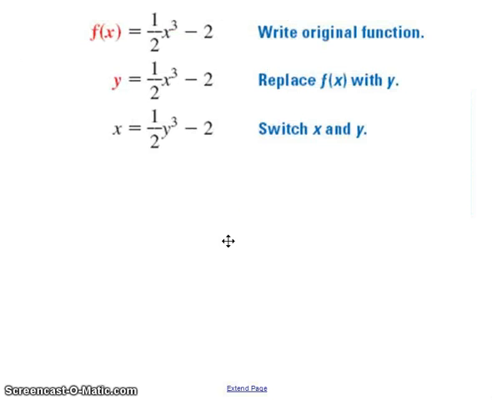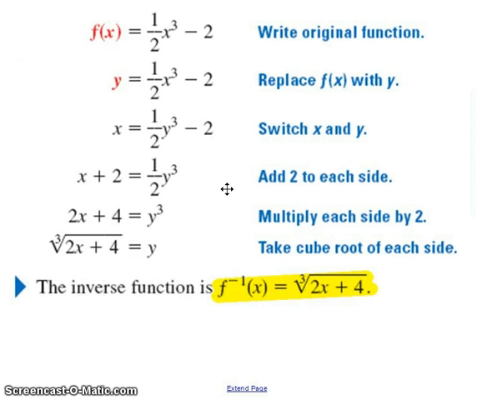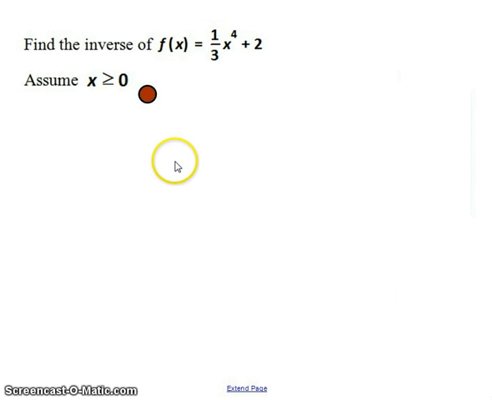Then, like before, all you're going to do is switch x and y, and you're going to end up finding that when you take the cube root of both sides, y, or in other words, f to the minus 1, is equal to this. That's the inverse. Last example. Hit the pause button. When you come back, I'll show you the answer to that inverse.